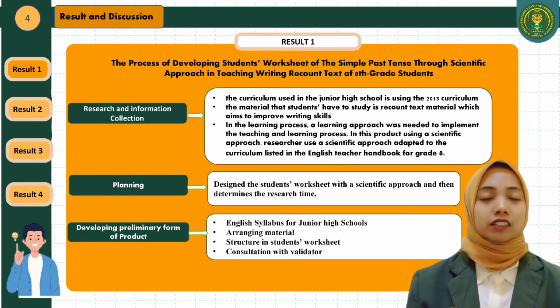In this stage, the researchers got the result that the curriculum used in the junior high school is the 2013 curriculum, and the material that students have to study is recount text, which aims to improve writing skill. And in the learning process, a learning approach was needed to implement the teaching and learning process. In this product, researchers used a scientific approach adapted to the curriculum released in the English Teacher Handbook for 8th grade students.